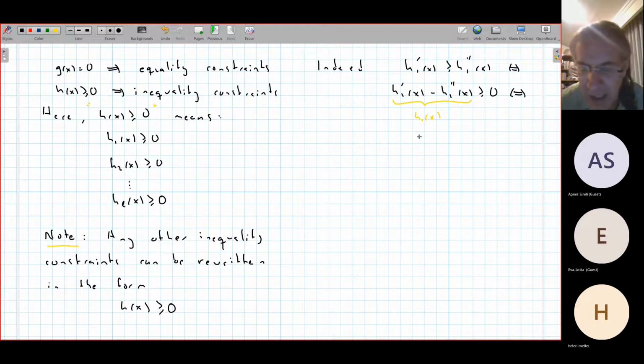So equivalently, you obtain this inequality, right? And this is essentially what we did in operations research last semester when we wanted to have inequality constraints of that form. And I'm sure you remember that. Yes, okay, great.